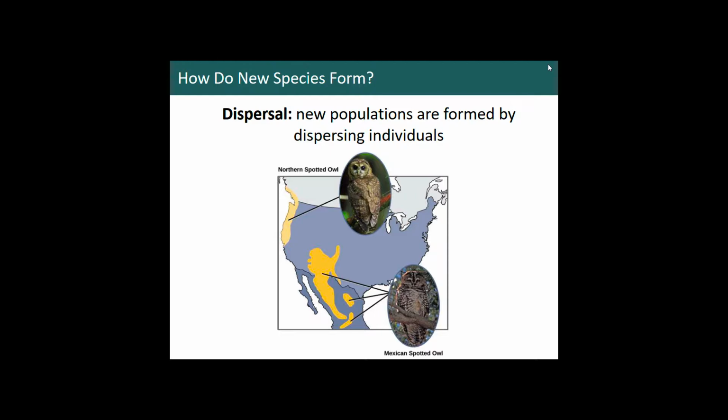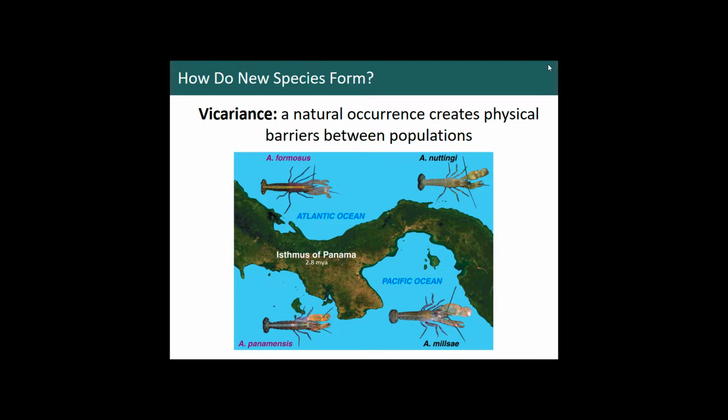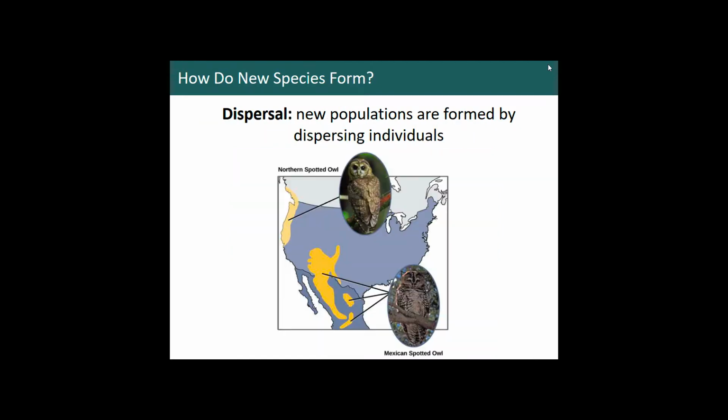So both of these, vicariance and dispersal, whether we have a physical boundary, like in vicariance, or a physical boundary of distance, because some individuals got up and left and dispersed, we have individuals evolving in separate locations. So they're geographically isolated. That also provides reproductive isolation, and then they diverge genetically. Does that make sense? Okay.